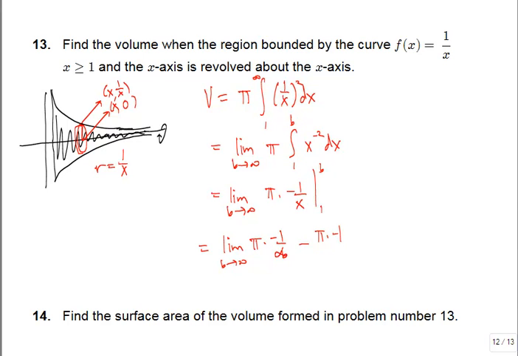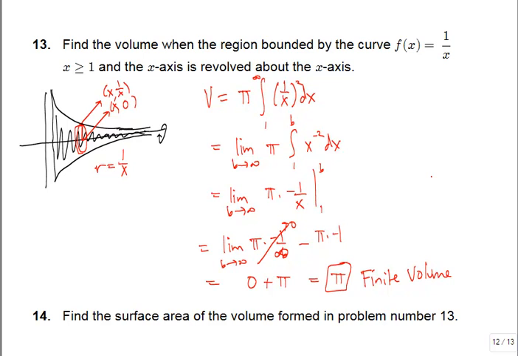b goes to infinity, so 1 over something infinite goes to 0. So this is going to be 0 minus pi times negative 1, which becomes plus pi. So we get pi for an answer, and that means that this shape, this Gabriel's horn, has a finite volume, and its volume is just pi, which is kind of interesting.